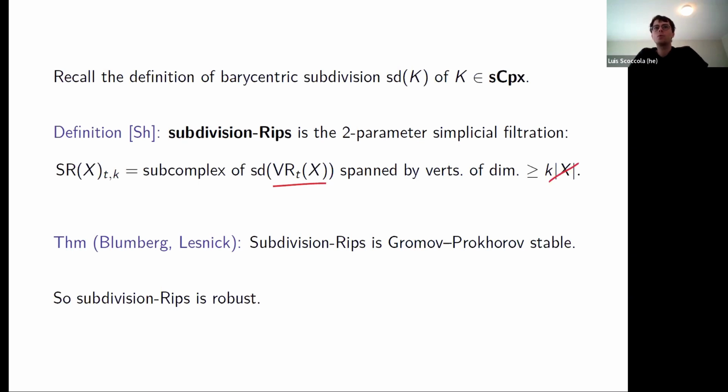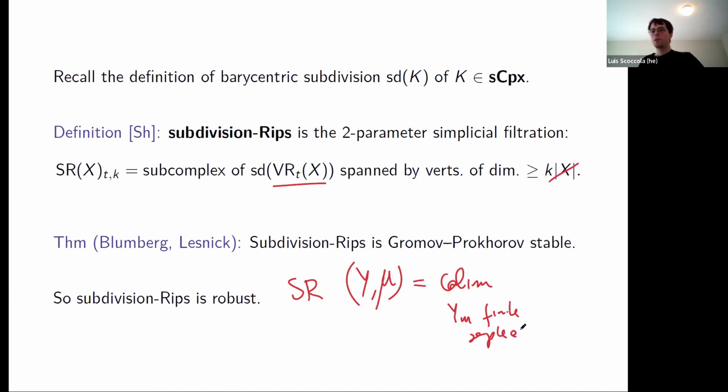I think the way to do it is, you can use this theorem to define it. So if you have, say, a metric probability space Y, and I want to define the subdivision Rips of it, then I think one way to do it is to take a colimit, where X, or if you want Ym, is a finite sample of Y. And then I do subdivision Rips of Ym. And now I use the normalized counting measure here.